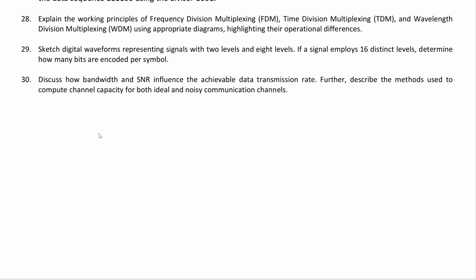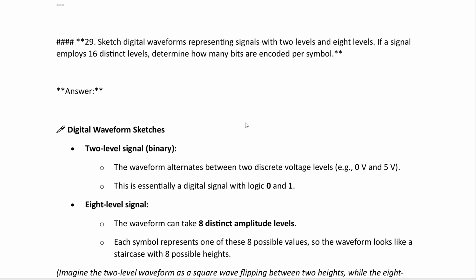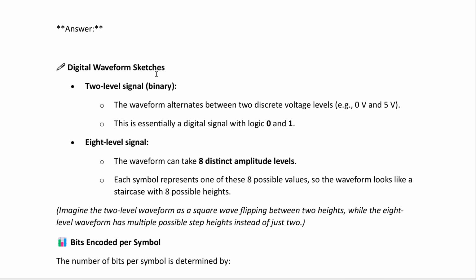Now we jump to question number 29, which says: sketch digital waveforms representing signals with 2 levels and 8 levels. If a signal employs 16 distinct levels, determine how many bits are encoded per symbol. So, the digital waveform sketch of a 2-level signal, that is binary. The waveform alternates between two discrete voltage levels, that is 0 volt and 5 volt. This is essentially a digital signal with logic 0 and 1. For an 8-level signal, the waveform can take 8 distinct amplitude levels. Each symbol represents one of these 8 possible values.